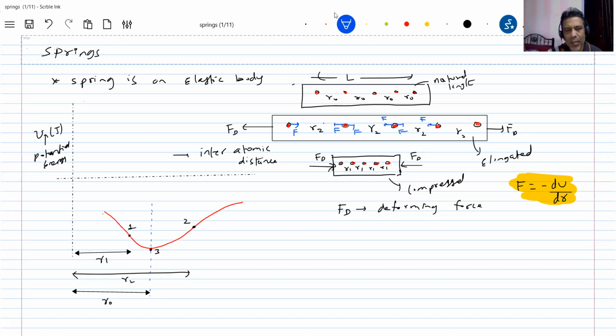Now you can ask me, sir, why are you not showing any force? Let's come to the slope at point 3. Please do listen. In the end, you can ask doubts, because I'm at the beginning of the concept. In the end, I'll give the opportunity. So what is the slope at point 3? It is 0. Slope at point 3 is 0. So what is the force acting on the atoms? It will be zero. So there I'm not showing any force.